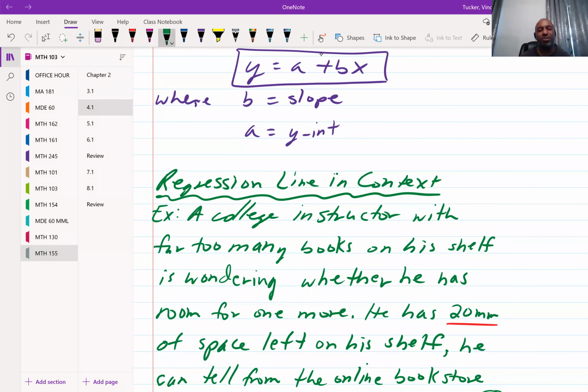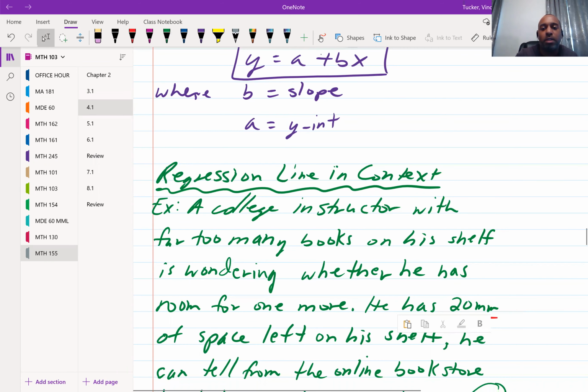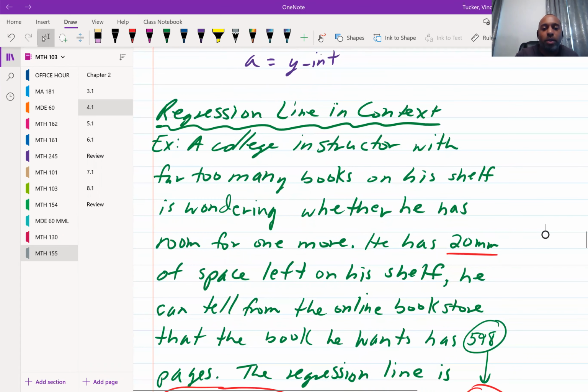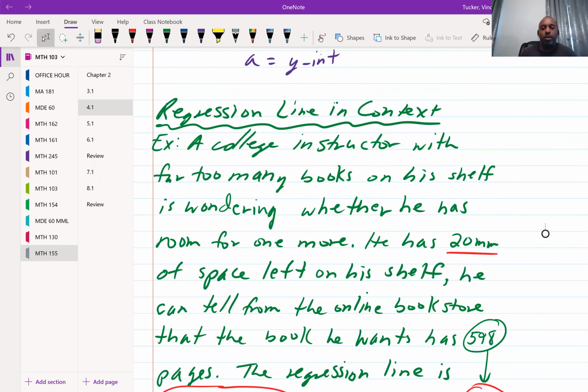So we have a college instructor with far too many books on his shelf, wondering whether he has room for one more. He has 20 millimeters of space left on his shelf. Is anybody holding on to purple? All right, so everybody good with the purple? He can tell from the online bookstore that the book he wants has 598 pages.